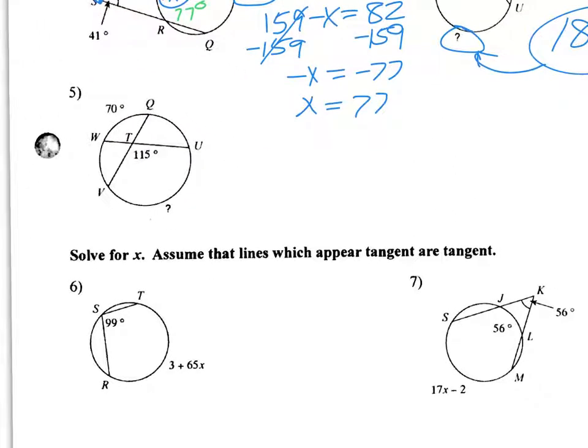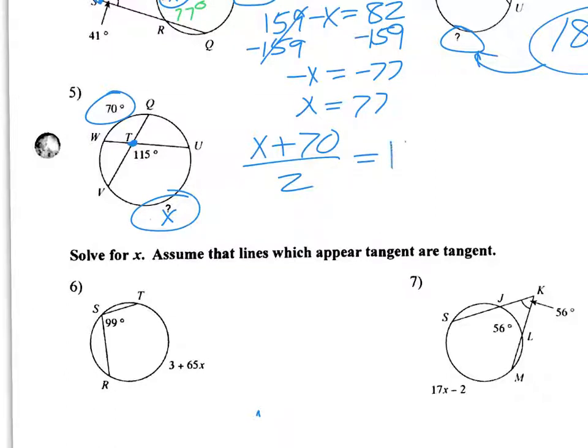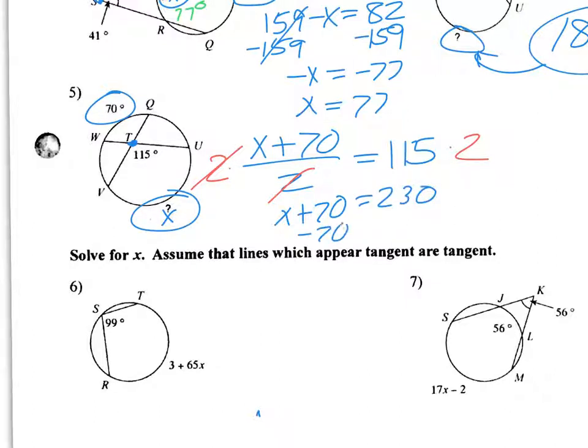Okay, number 5. Where's our vertex? Our vertex is in the circle. So when it's in, we do big arc, which is x, plus small arc, 70, divided by 2 equals the angle, which is 115. So again, I'm going to multiply by 2 here. So x plus 70 equals 230. Subtract 70. I get x is 160. Okay. Now, again, let's look at that. What do we have? Small, medium, large.